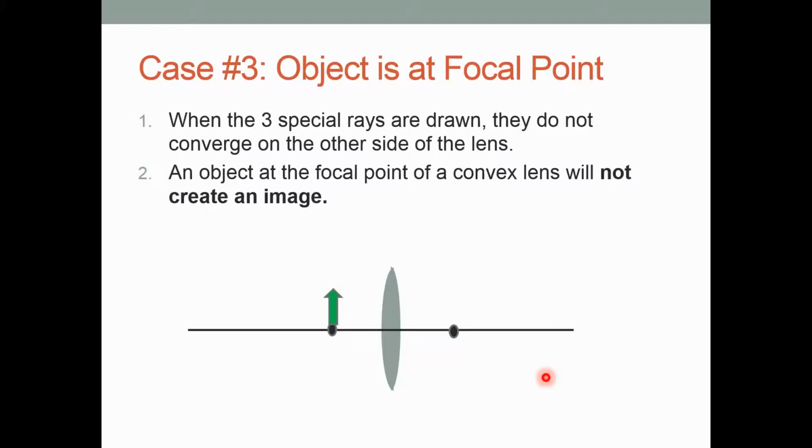All right, the third case for a converging lens or convex lens is when the object is at the focal point. So our three special rays: our first is parallel and it goes through the focal point. Our second goes through the center and keeps traveling. The third would actually go through the focal point, so that's not going to even go through the lens. The result is these rays do not converge, but even if I extended them backwards, they're parallel, so they'll never converge. So if I have an object exactly at the focal point for a convex lens, I will have no image.